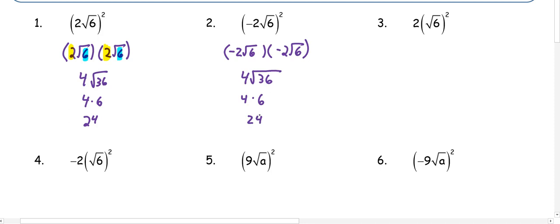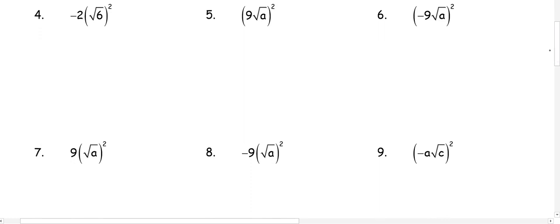Number 3, 2 parentheses root 6 squared. So this time only the root 6 is in parentheses, so we're only going to rewrite the root 6 twice. So 2 is the only number out front, so it stays as a 2 root 6 times 6 gets us 36. Remember that the square root of 36 again is 6. 2 times 6 gets us 12.